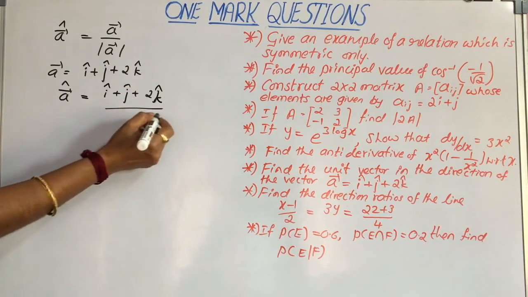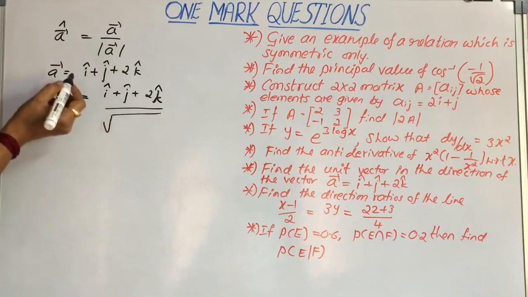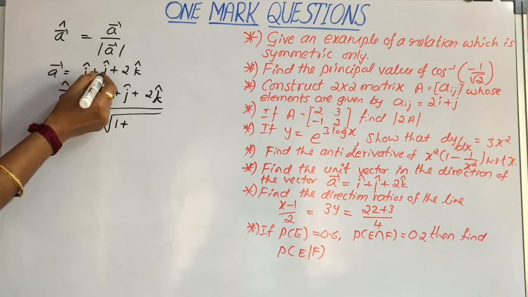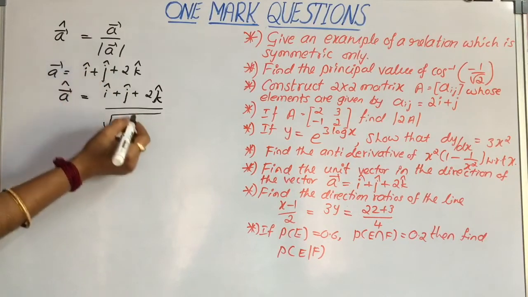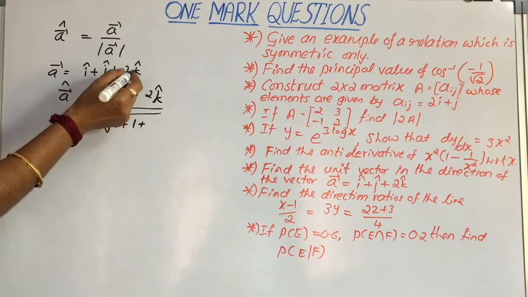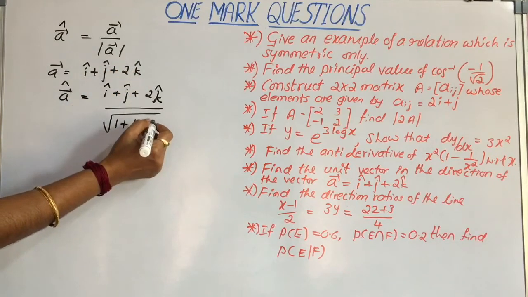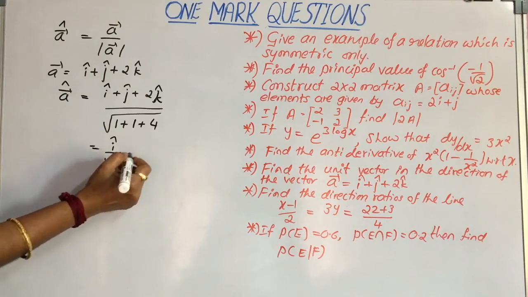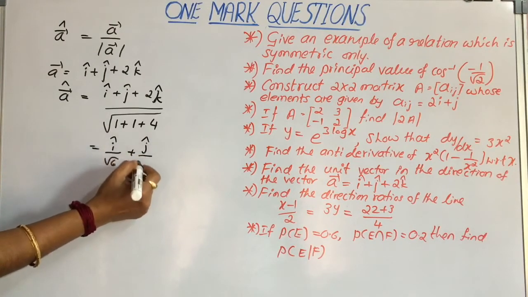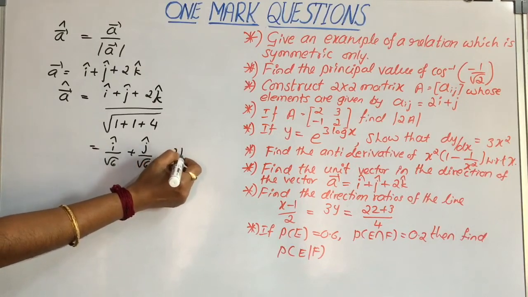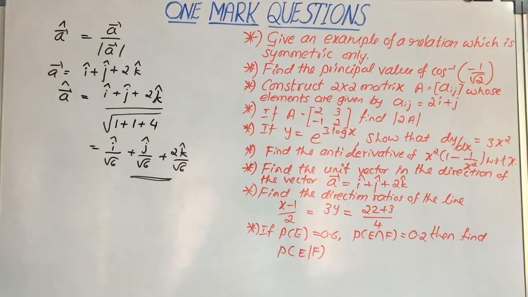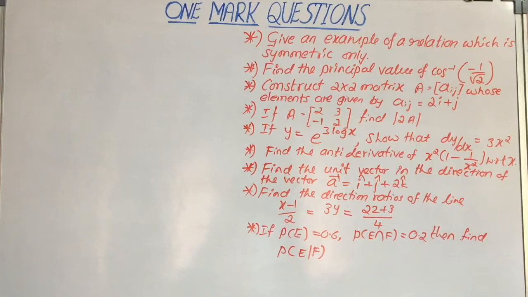Therefore, the unit vector of this is equal to the vector, that is i cap plus j cap plus 2k cap, divided by its length. Its length is the square root of the i coefficient, that is 1, 1 square is 1, the j coefficient that is also 1, so 1 square is 1, and the k coefficient that is 2, 2 square is 4. So this can also be written as i cap by root 6, j cap by root 6 plus 2k cap by root 6, and this is the required unit vector of vector A. Now move on to the next question.